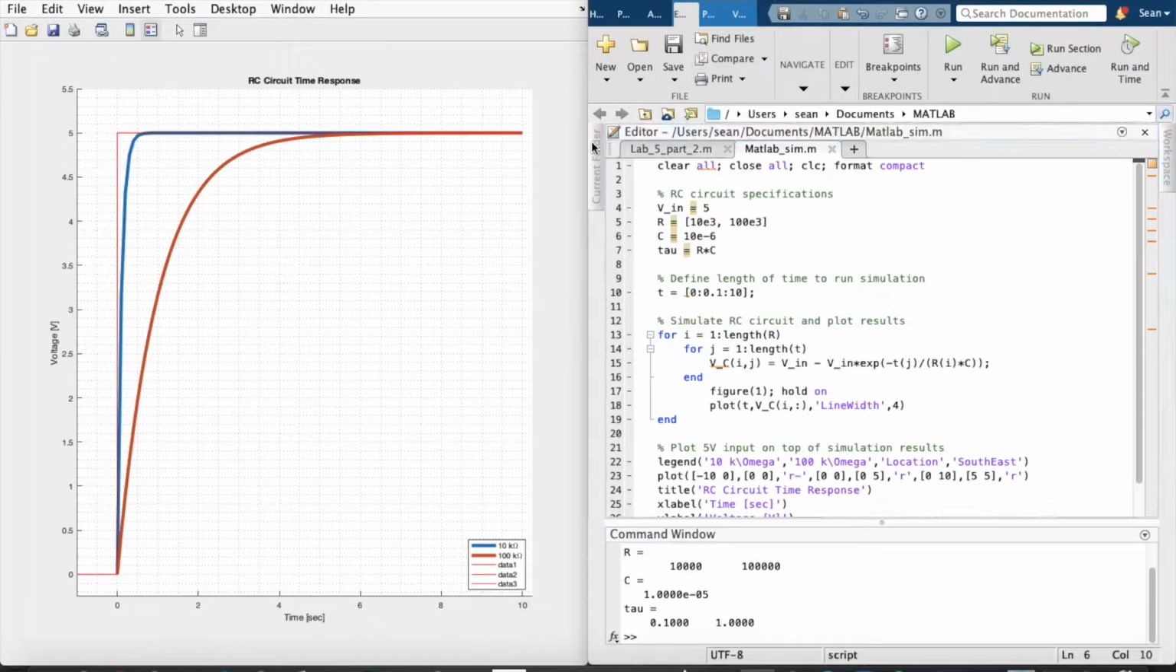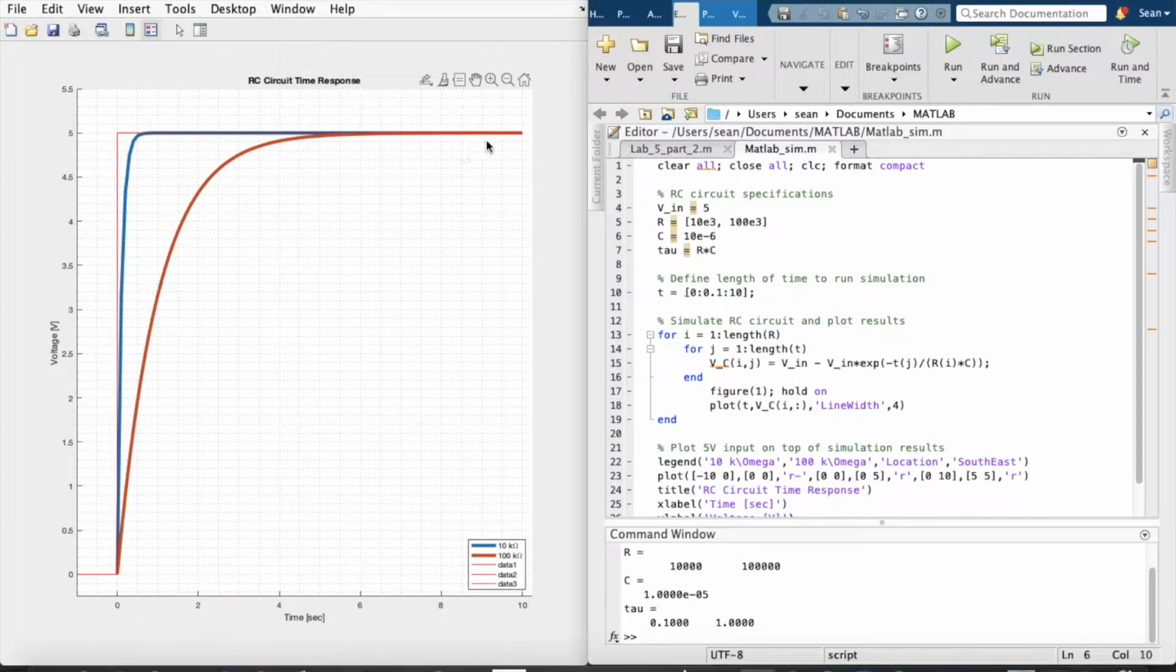For part 1 of our lab, here we have our RC circuit output plot. We see here the 10K ohm resistor in blue. The capacitor charges up much quicker than the 100K resistor in red. This is because the larger resistor doesn't have as much current moving through the circuit, so the flow of voltage to the capacitor is much less, causing it to take more time to charge up fully.